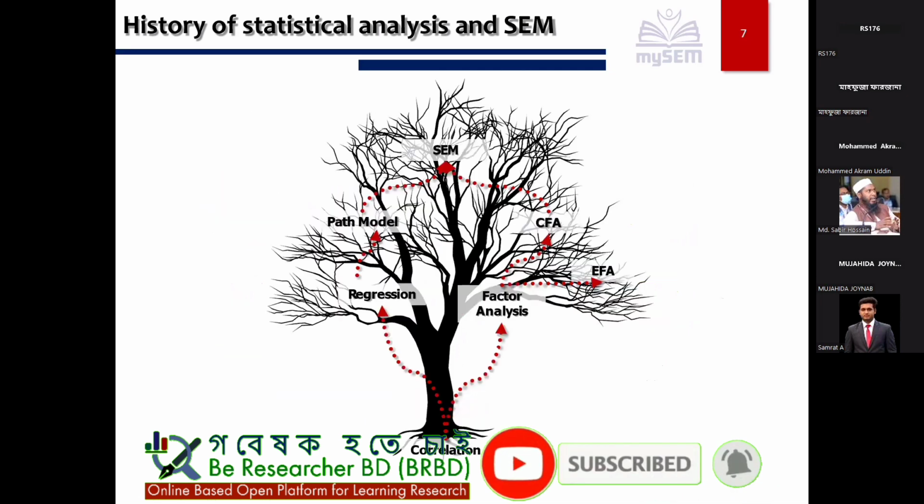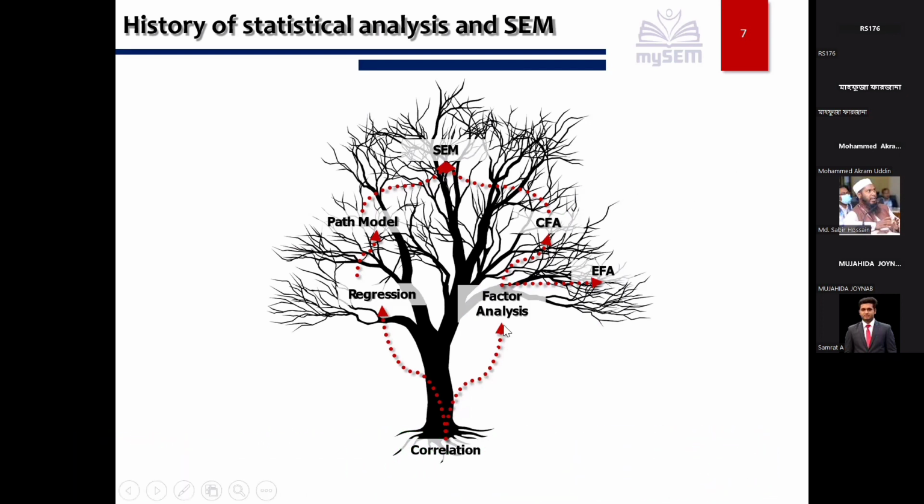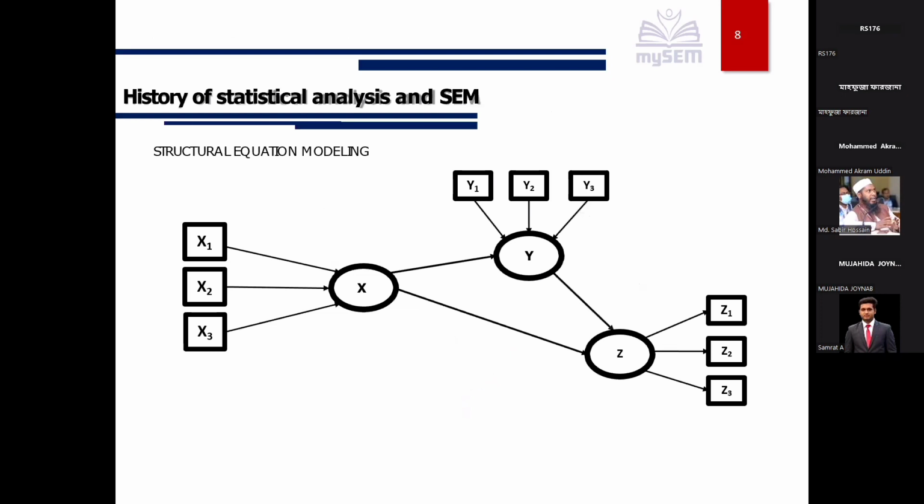So, simple history. If you see this tree, one side you are going with factor analysis, then EFA, CFA, then you are coming to SEM. Basically we used to do these things in our AMOS software. If you go with this regression path model, and we are going to SEM, basically we use it in our SmartPLS, we use both these things. EFA, CFA we generally don't use in our SmartPLS. History of structural equation modeling.